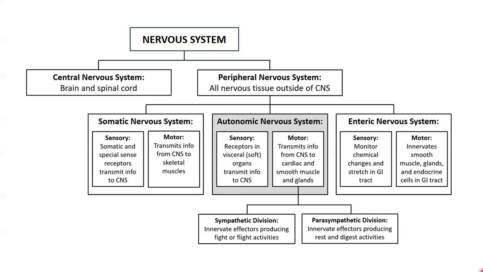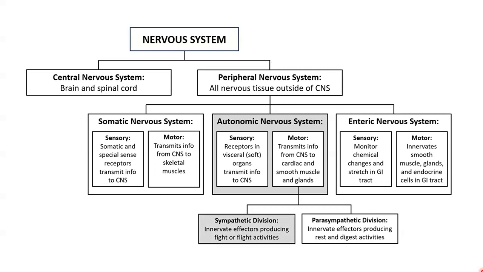The autonomic nervous system contains receptors in the visceral or soft organs like the heart, the lungs, the liver. They transmit sensory information via sensory neurons to the central nervous system. Then we have motor neurons, which transmit motor information from the central nervous system to our cardiac muscle, our smooth muscle, and our glands, which are all the effectors that we can't consciously control. The motor division of the autonomic nervous system is also then further divided into our sympathetic and our parasympathetic divisions.